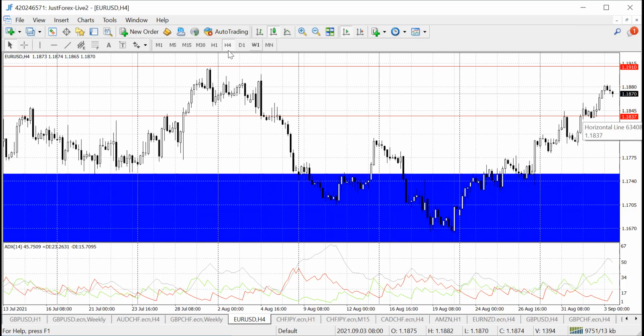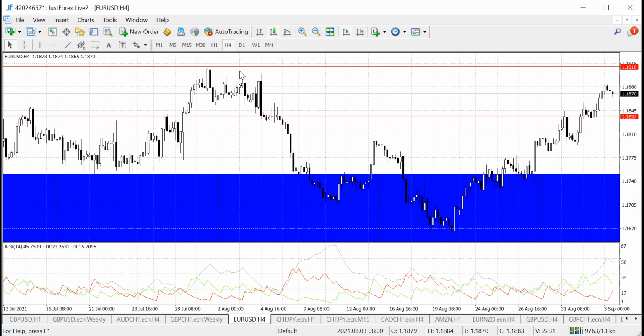For me, my area of value is that particular zone. That's where I'll be waiting to enter a sell. You should always be patient as a trader. If you are not patient, you will always be trading against the trend, and you will always be making losses if you don't apply patience.